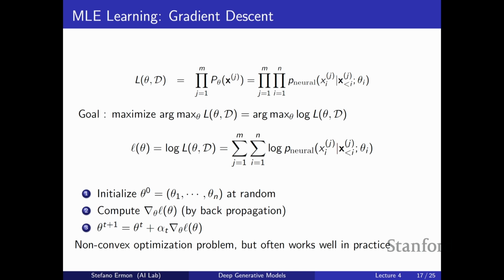So one way to do it is you can initialize all the parameters at random, and then you can compute gradients on this loss by backpropagation, and then you just do gradient ascent on this thing. It's non-convex, but in practice that's how you would train all these models, and it tends to work pretty well in practice.